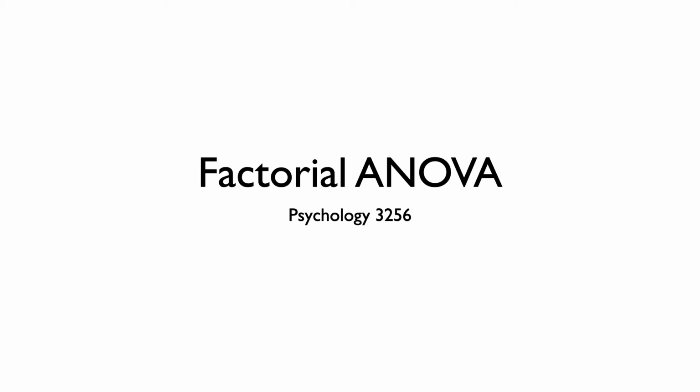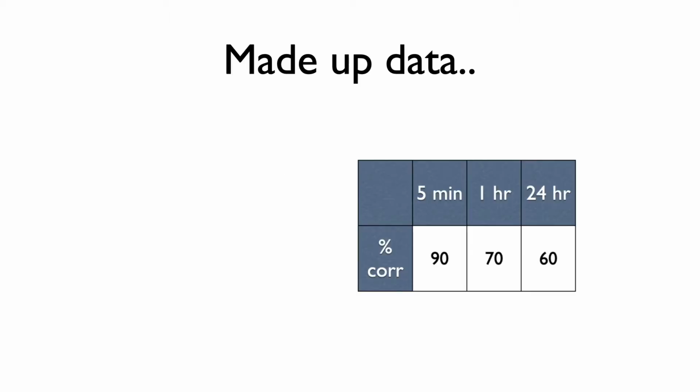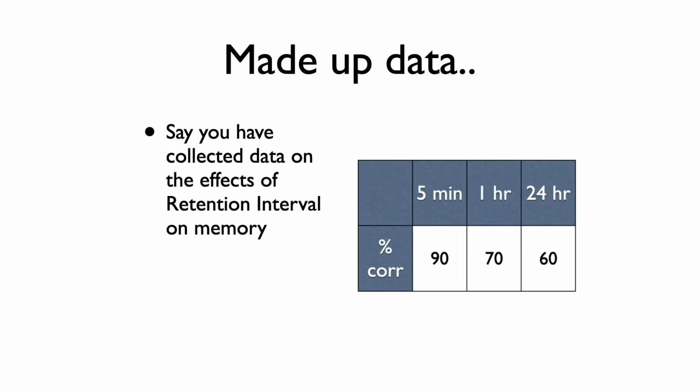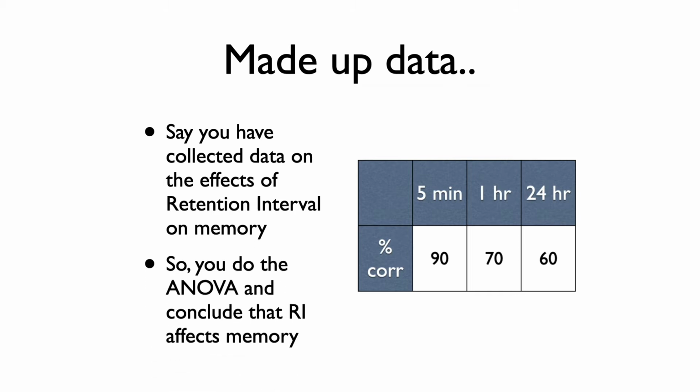Let's say we're doing what's called factorial ANOVA today. Let's say you have a situation with levels of processing. You know about levels of processing. Actually, it starts with retention intervals. You're doing a memory experiment with 3 groups, trying 3 different retention intervals: 5 minutes, 1 hour, 24 hours.